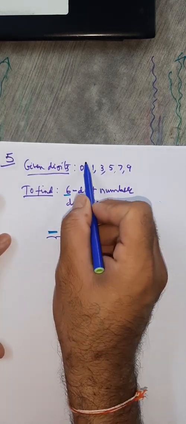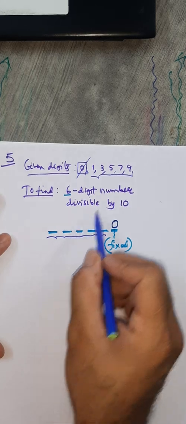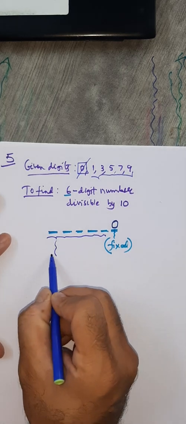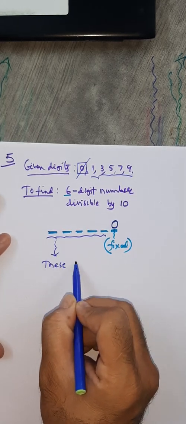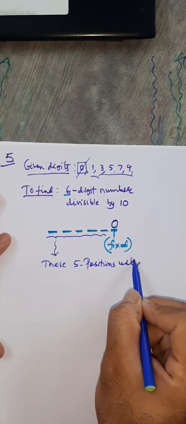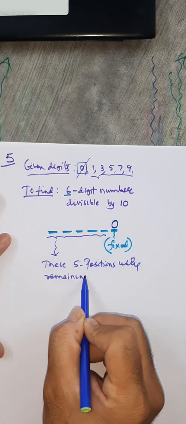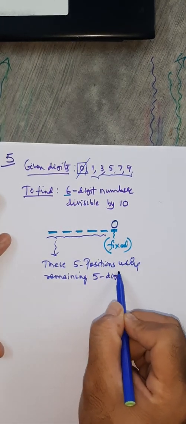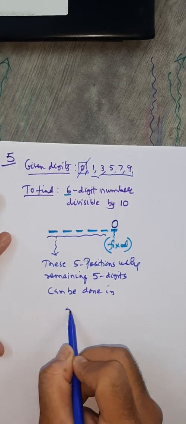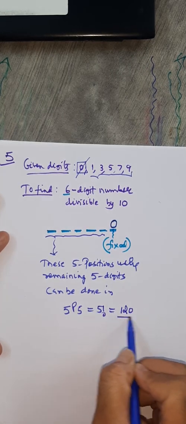5 positions. ये 0 तो चला गया इसमें से. You are left with how many positions? 5 positions. Sorry, 5 digits and 5 positions. So how many ways it can be done? 5p5 finished, right? So this 5 positions using without repetition है, इसलिए आप 0 लेना नहीं है. Remember, using remaining 5 digits can be done in 5p5, question of permutation, which is 5 factorial, that is 120 ways, right?